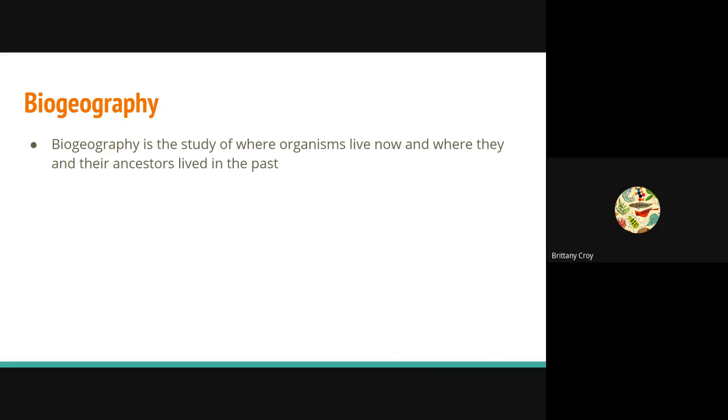The first category we're going to talk about is biogeography. Bio meaning living, and geography meaning like place or location. So, biogeography looks at where organisms are currently living compared to where they used to be. This can tell us information about how organisms changed over time.